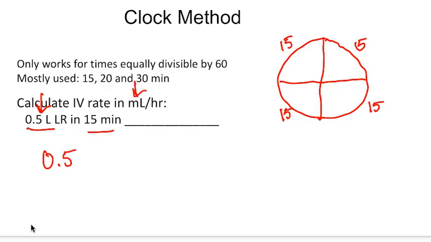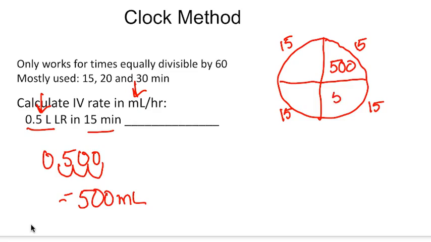I want to give 0.5 liters, and I want to make sure I go into milliliters. So I multiply this by 1,000. I go 1, 2, 3 decimal places. So that equals 500 milliliters. So each 15 minutes is going to get 500 each one.